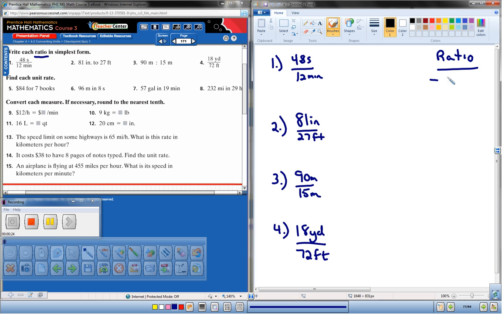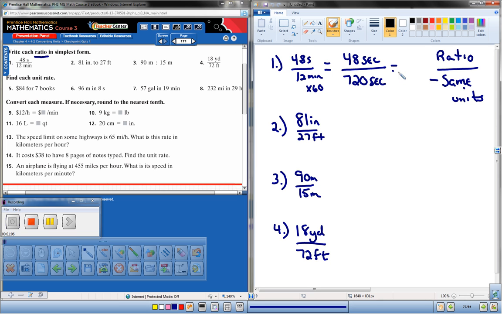So in order to write a ratio, you have to have the same units on the top and on the bottom. So in problem number 1, I cannot just divide 48 by 12 because I have seconds in the numerator and minutes in the denominator. So what I'm going to do is write both of them in seconds. I'll keep the top as 48 seconds. And since there are 60 seconds in a minute, I will multiply the 12 times the 60 seconds in a minute, and that will give me 720 seconds.